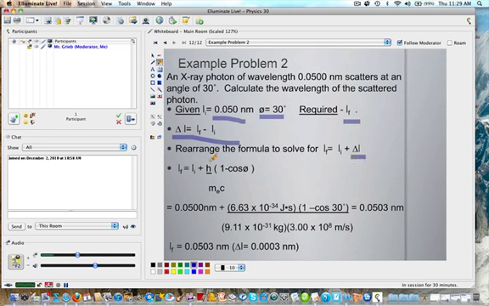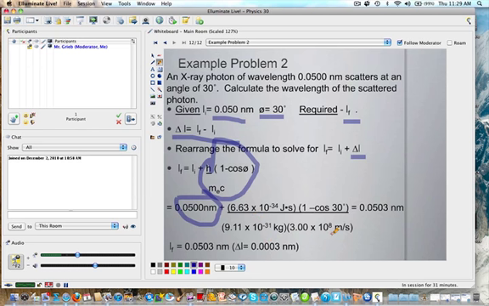Now the change in the wavelength is described by our equation we used previously, h over mec times 1 minus cos theta. So I'm going to take the initial wavelength, put in that value. h I know, me I know, c I know, and also I know the angle, cos theta, which is 30 degrees. I plug it into my equation, I get 0.0503 nanometers. Okay, so this is the final wavelength.